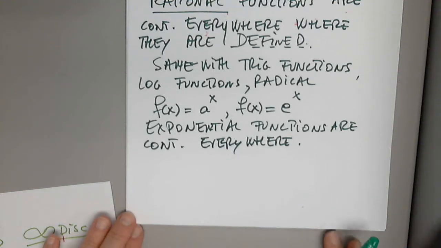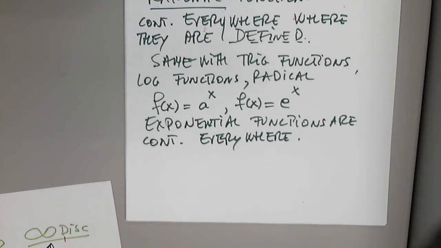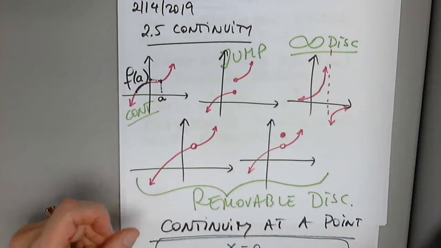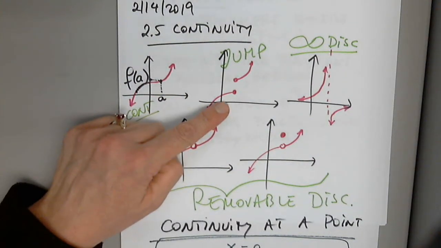Two other functions that we will see later on, I'm not going to talk about them right now, are hyperbolic functions, as well as inverse trig functions. Okay? And so on and so forth. Enough for now. I'd like to come back to our graphs. This is a jump discontinuity.